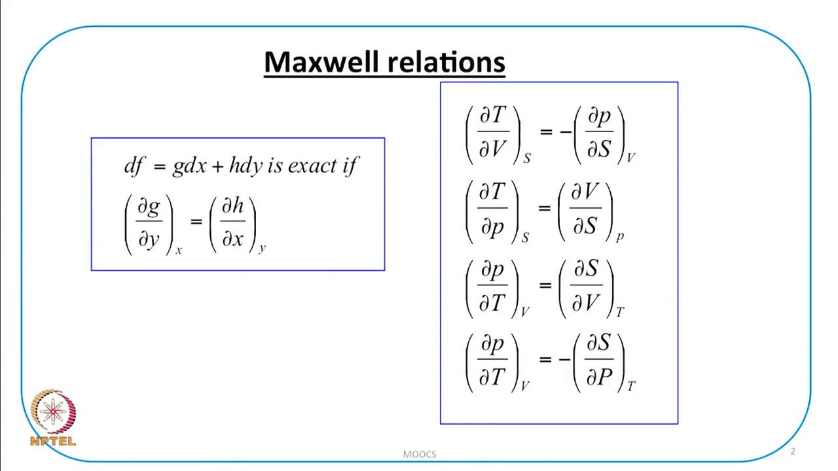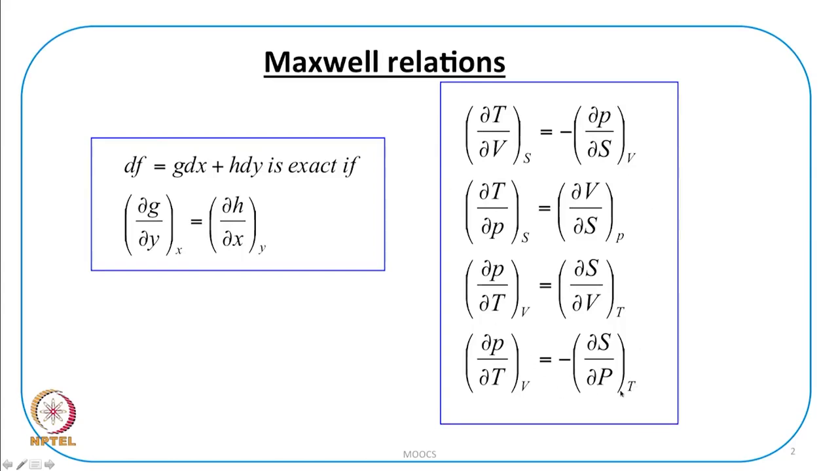The first Maxwell relation is ∂T/∂V at constant S is equal to minus ∂P/∂S at constant V. ∂T/∂P at constant S is equal to ∂V/∂S at constant pressure. This partial derivative ∂P/∂T at constant volume is equal to ∂S/∂V at constant temperature. And the final Maxwell relation, ∂V/∂T at constant P is equal to minus ∂S/∂P at constant T.